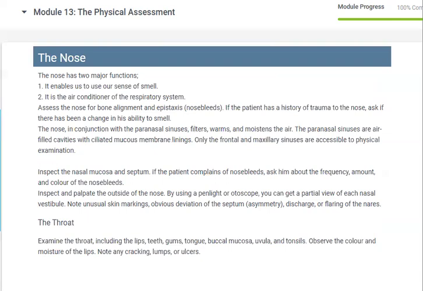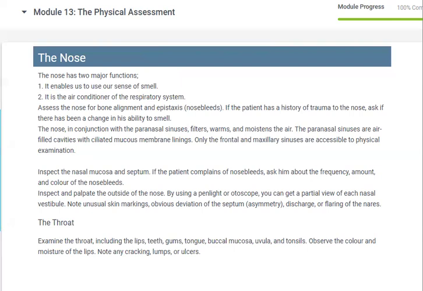The nose. The nose has two major functions. 1. It enables us to use our sense of smell. 2. It is the air conditioner of the respiratory system. Assess the nose for bone alignment and epistaxis, nosebleeds. If the patient has a history of trauma to the nose, ask if there has been a change in his ability to smell. The nose, in conjunction with the paranasal sinuses, filters, warms, and moistens the air.